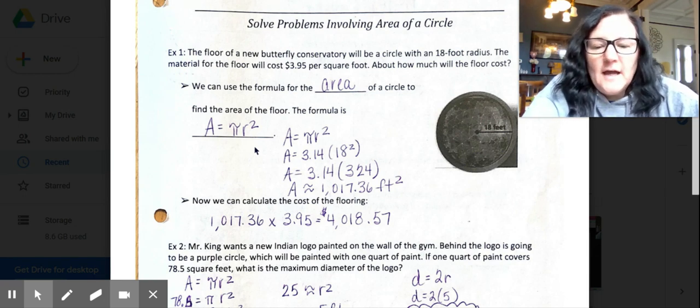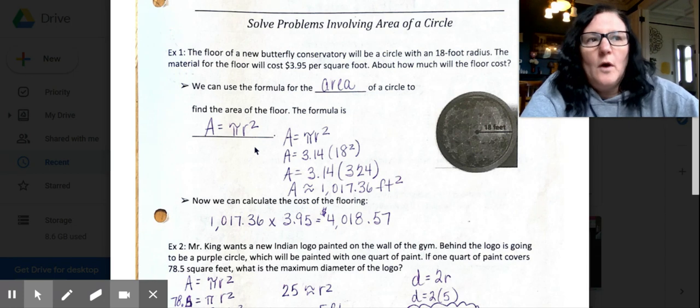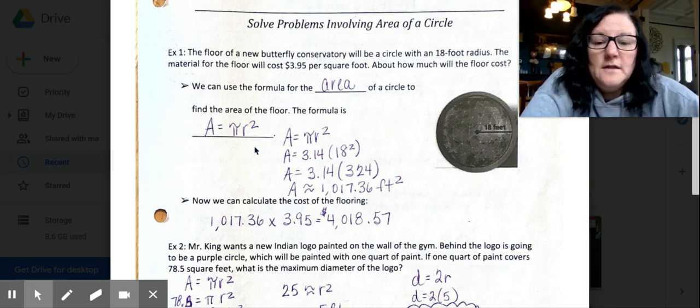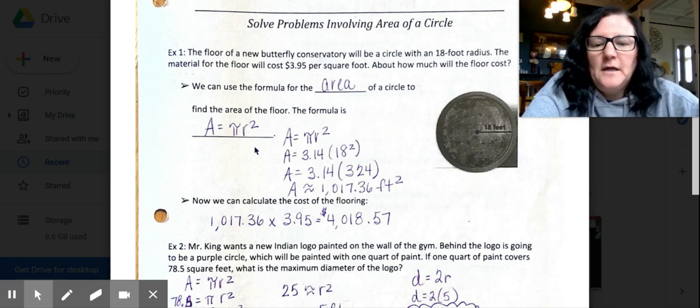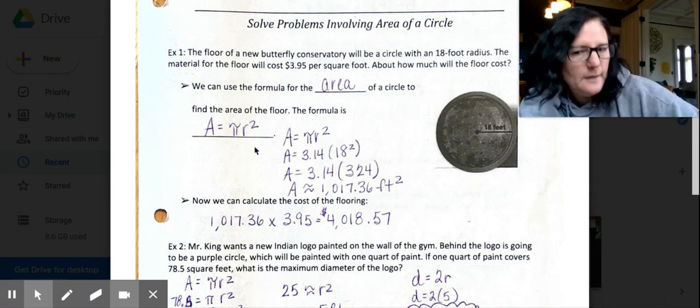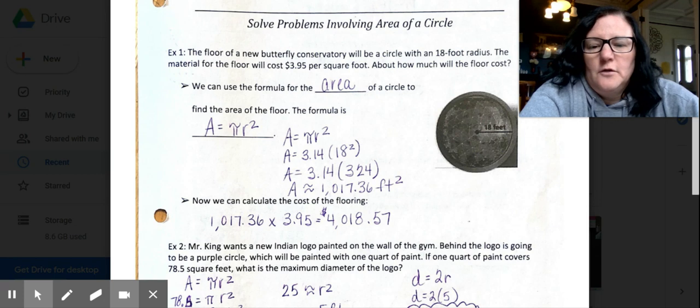So the biggest thing I think you guys need to know is two things. One is put in what you know and then solve it. A lot of this is calculator work, and I think some of you are trying to make it just a little bit harder than it has to be. Okay, so first thing you're going to do is write down your formula. Area equals pi r squared.